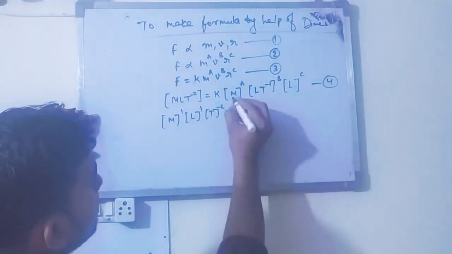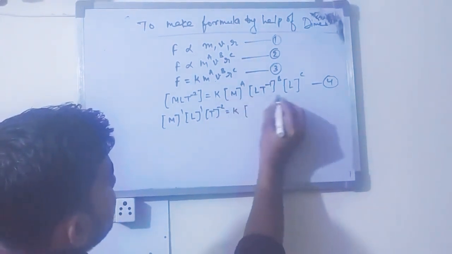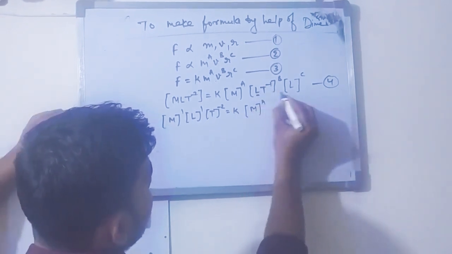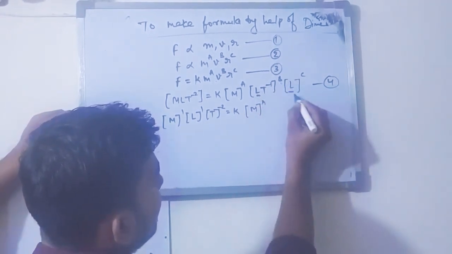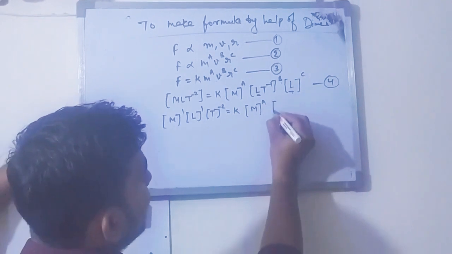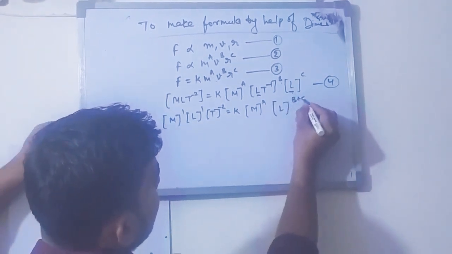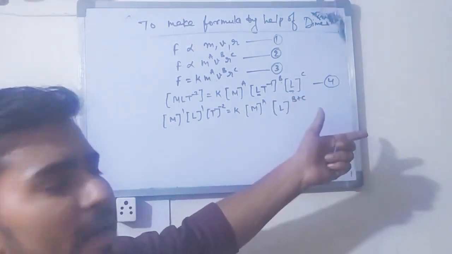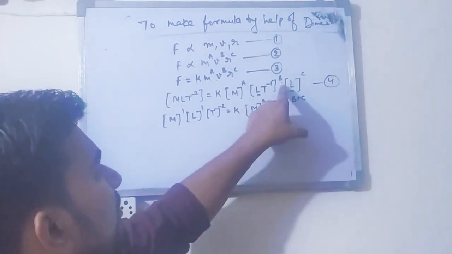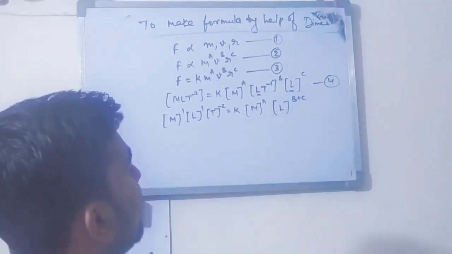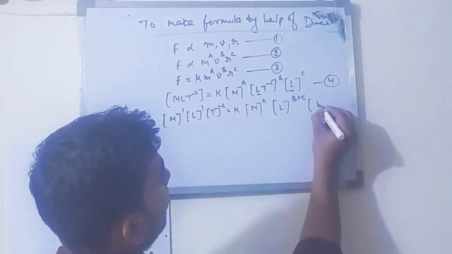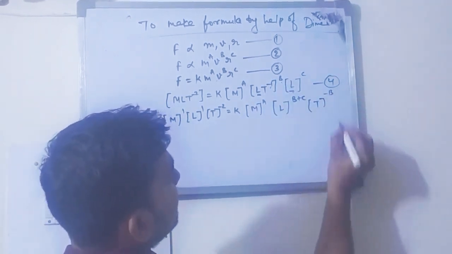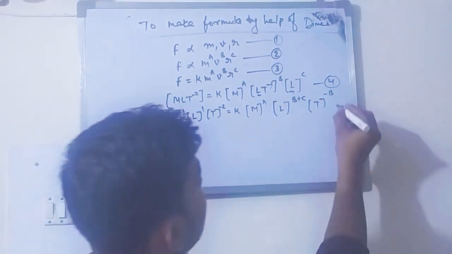In the RHS also, M is coming only one time, so M to power A. L is here, and here also: L to power B and L to power C. So altogether we can write L to power B plus C, because all the terms are in multiplication, so when multiplied, the powers will be added. Similarly for T, T to power minus 1, when it is multiplied with B, you will get minus B. Now this is our step number 5.